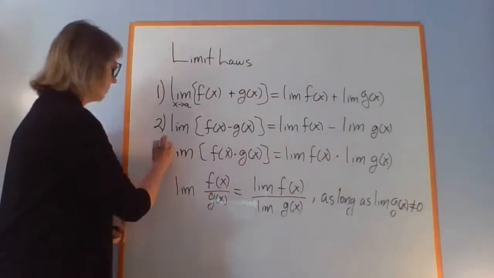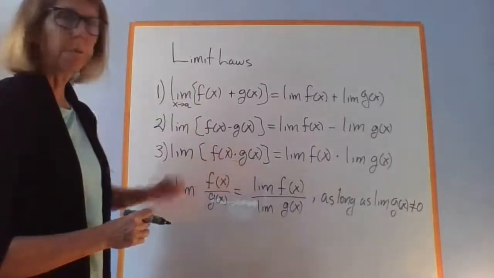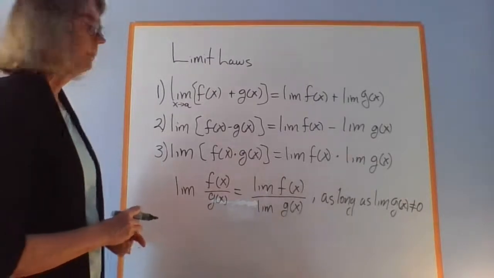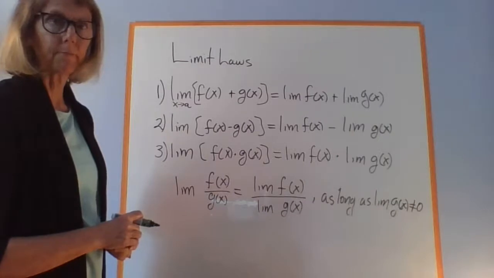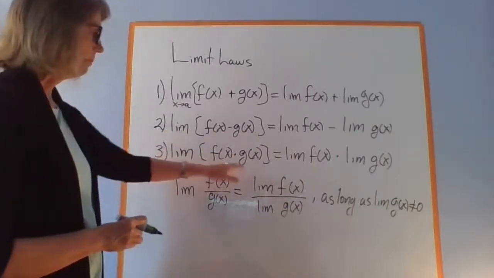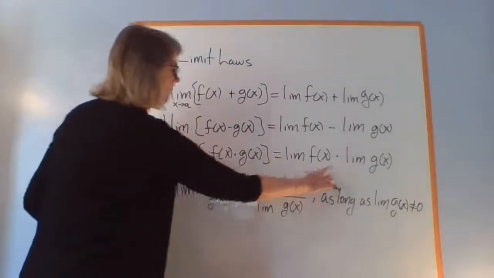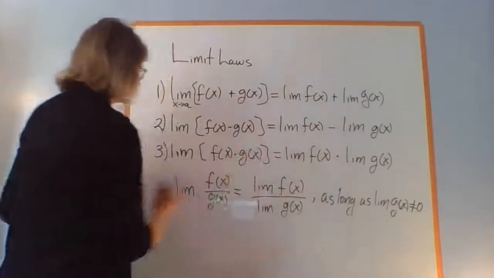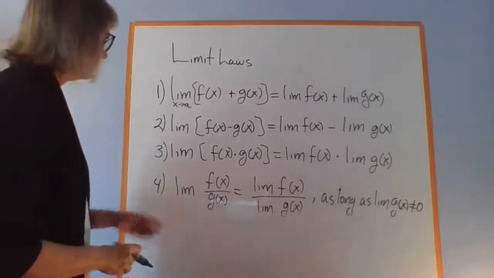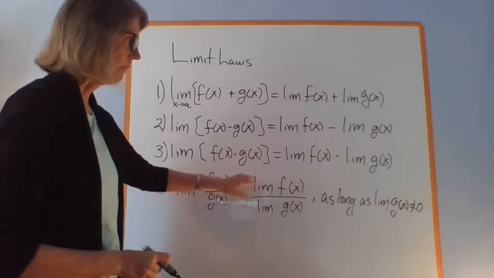Limit law number 3. Here we have a product. Why don't you pause this video for a minute and see if you can come up with your own words for limit law number 3. If you did that, then maybe you came up with the limit of the product is the product of the limits. And lastly, the 4th limit law, we can say this together. The limit of the quotient is the quotient of the limits.